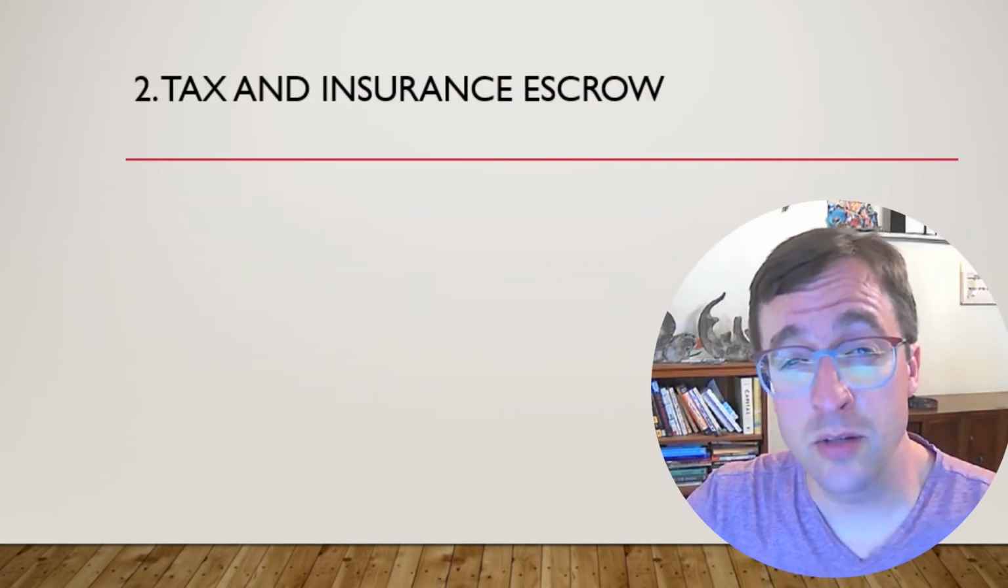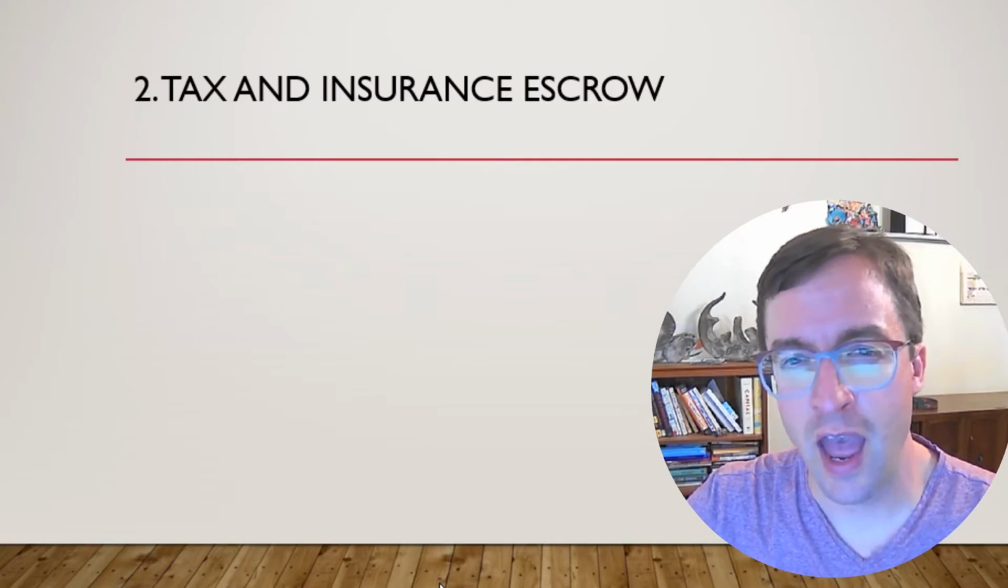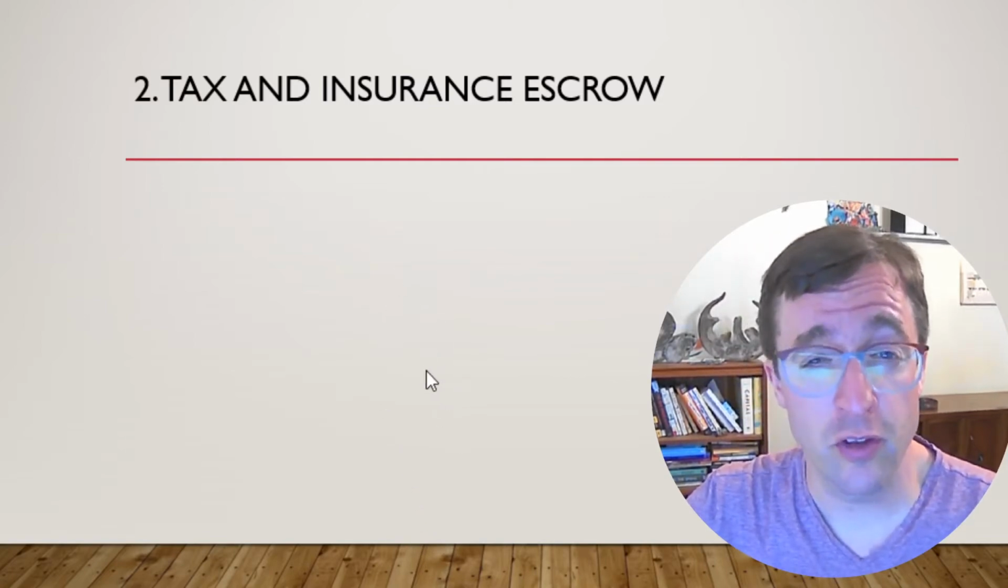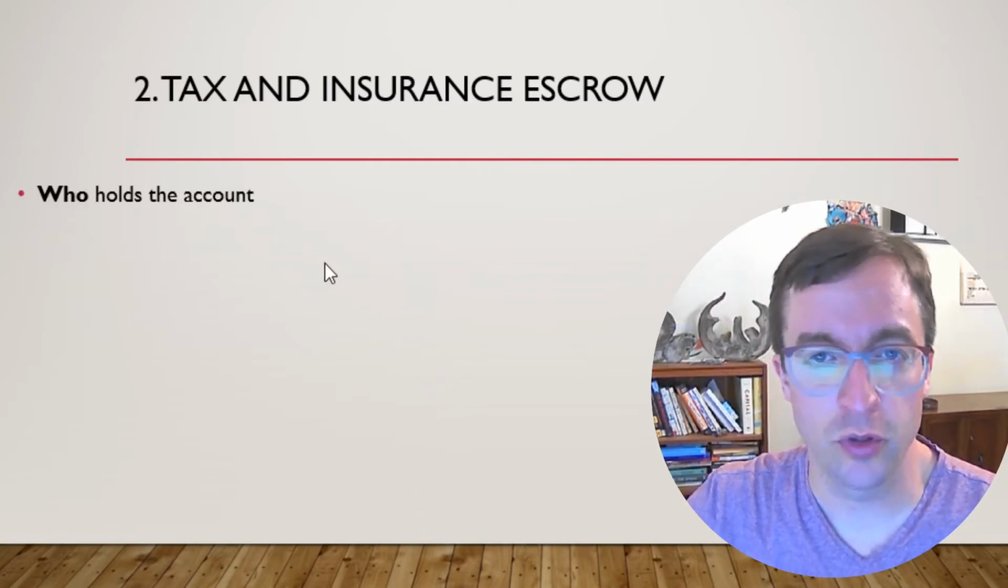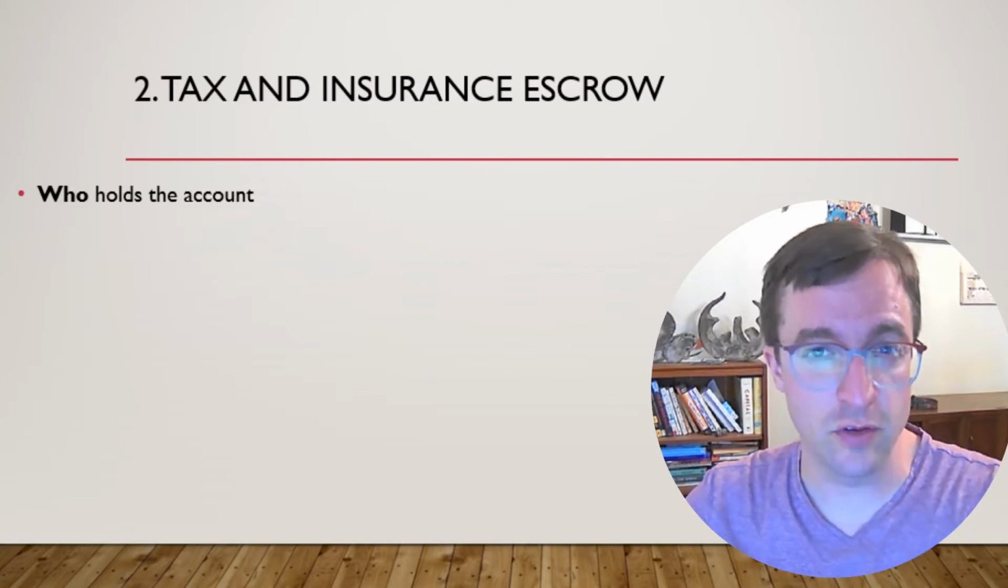All right, account type number 2 is a tax and insurance escrow. Now, those of you that have a home mortgage, you're probably familiar with how this works. But for those that don't, it's pretty straightforward. Who holds the account? In this case, with this type of account, it's the lender that holds the account.